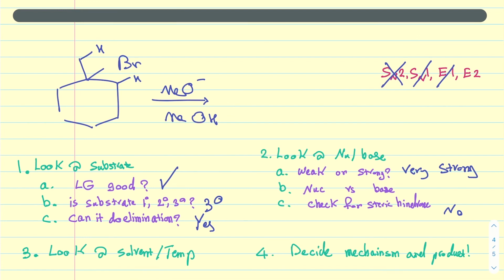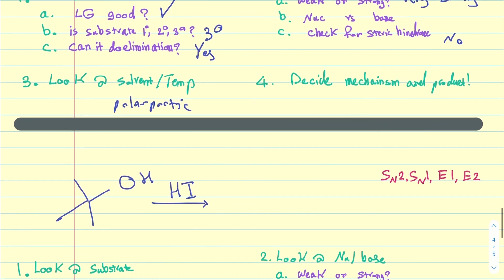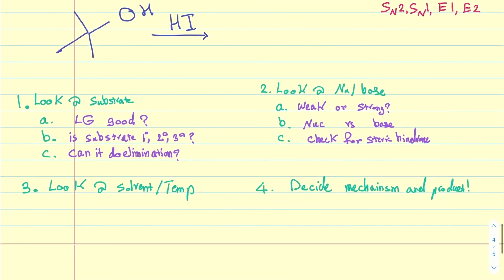We have a very strong base. It doesn't matter that the solvent is polar protic. Putting all this information together, that is going to give me an E2 elimination. Alright, next example, and I think this is the final example, yes.